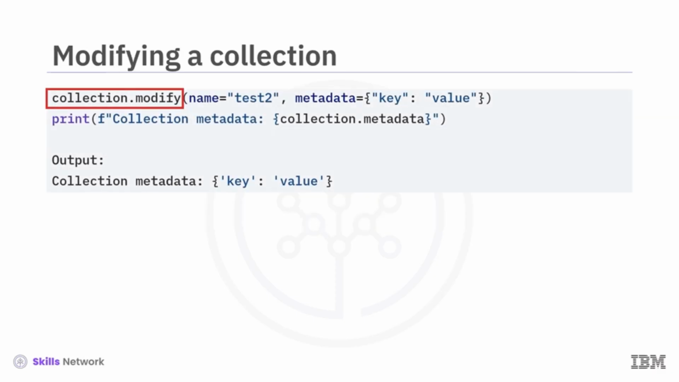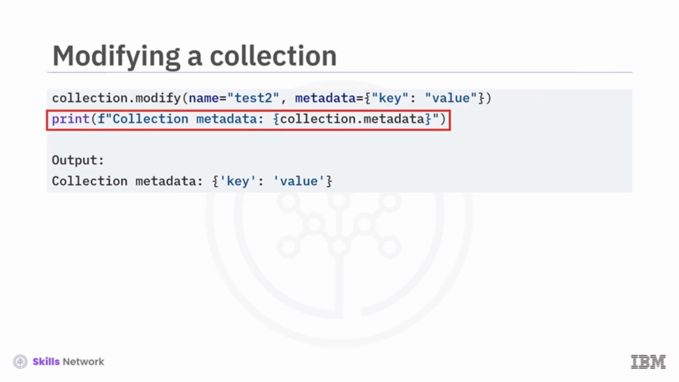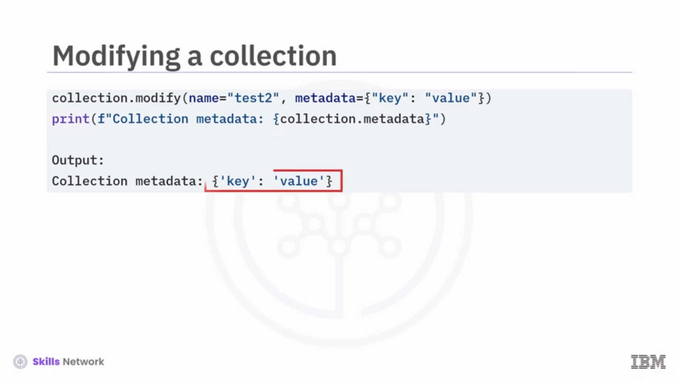You can alter a collection by using the modify method. In this particular case, we are changing the name and metadata of our existing collection. Note that collection metadata in ChromaDB can accept any key-value pair that is useful for describing your collection. In this case, for demonstration purposes, we simply used the key, and assigned it to the value. And again, the last line generates the output, which in this case is the modified metadata, which simply consists of our key-value pair.